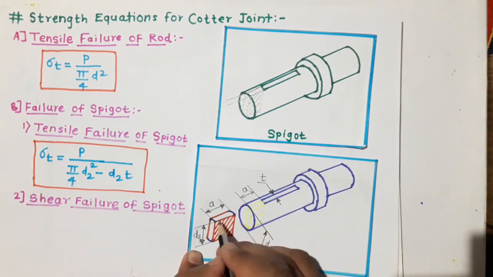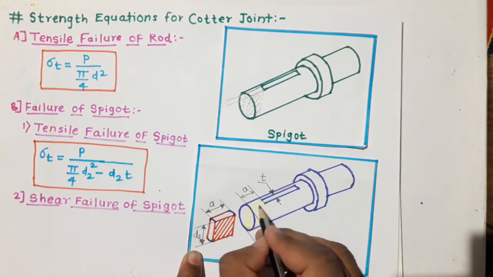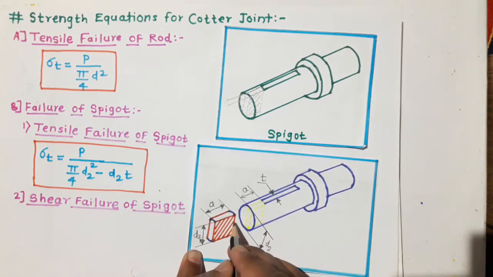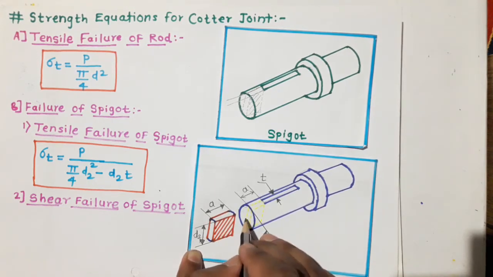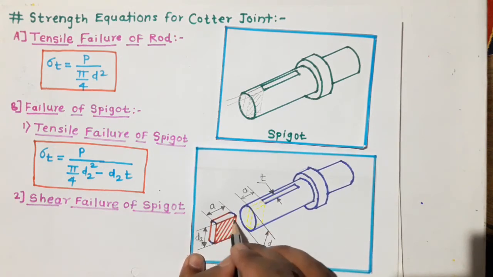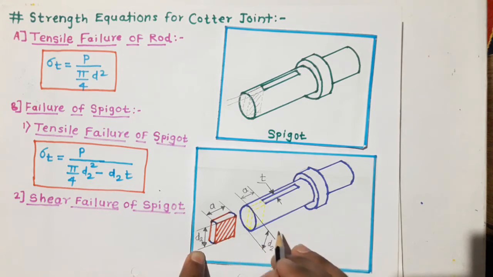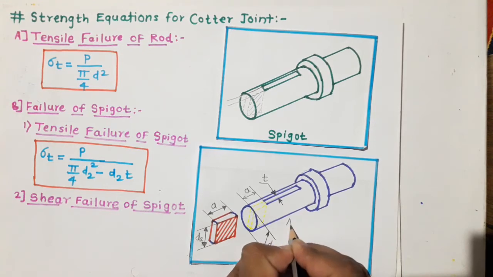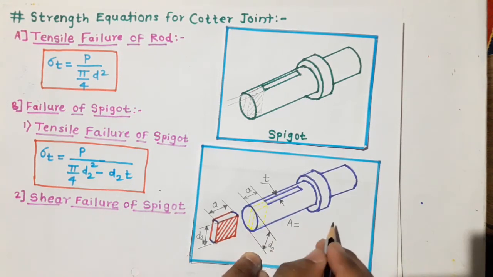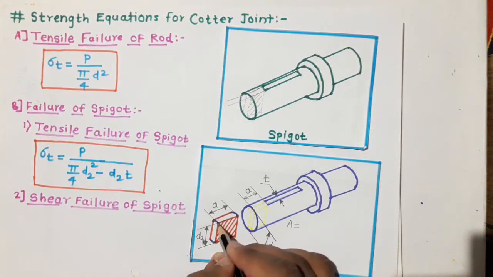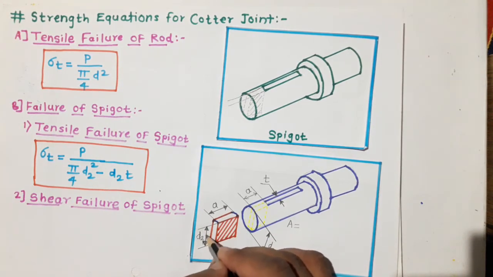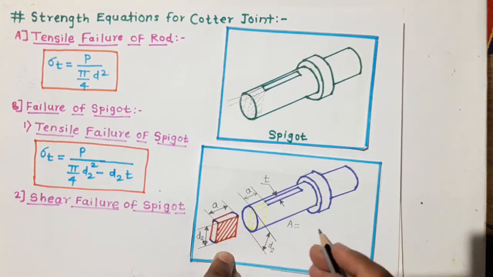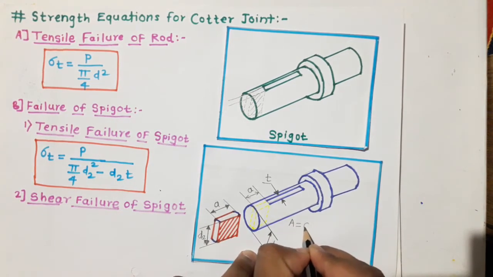And we can see that the failure takes place in two planes. So this is the first plane and this is the second plane. Hence we have to consider two areas. Out of these two areas, one area that you can see here is hatched in red color. This is the first area, and the second area is exactly the opposite face of this first area. So we have to find the total area which is subjected to shear stress. Now we can write the total area subjected to shear stress, A. Consider this is the first area, so its width is small a and height is d2. So we can write the area as a into d2.